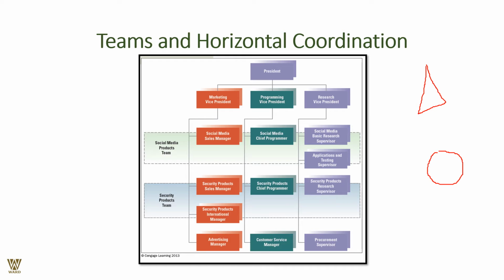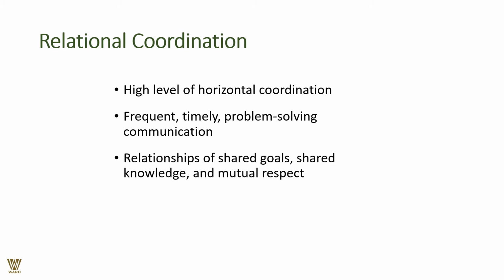So if you look into it, a lot of teams are horizontal and team coordination takes place. Relationship coordination is a high level of coordination requirement in the horizontal structure. Everybody needs to specify the task and the outcomes that they are expecting. Frequent meetings, timely meetings, problem solving, communication, relationships, and shared goals become a part of it, as the case might be.